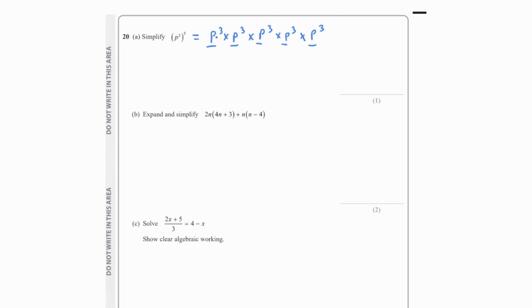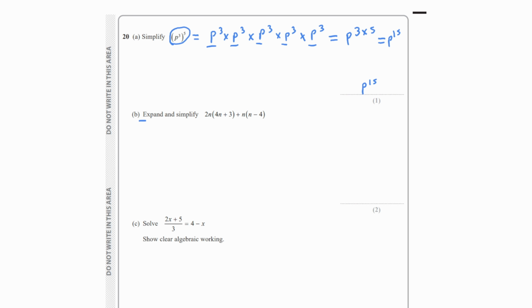When we've got the same base, we add our indices. So we would add 3 to itself 5 times. A quicker way to do that is to do 3 multiplied by 5, which is p to the 15. So that's a helpful way to remember that when we have a power raised to another power, we just multiply the indices. The answer is p to the power 15.